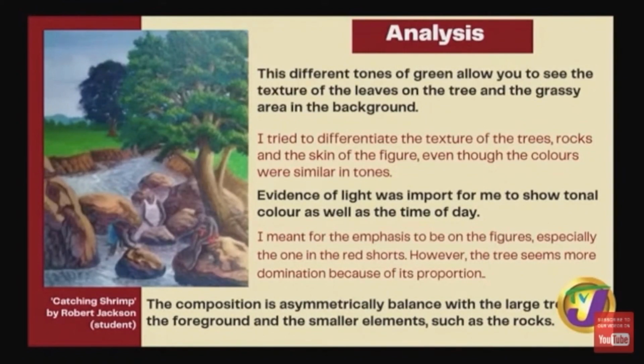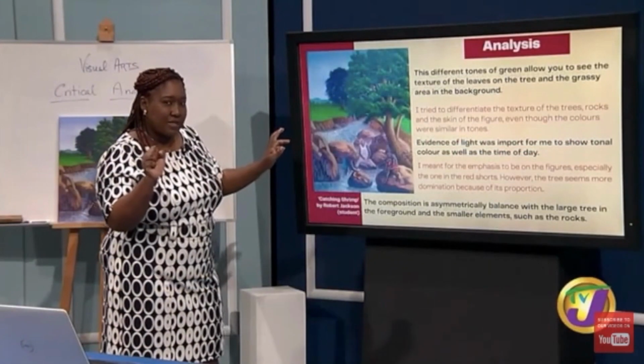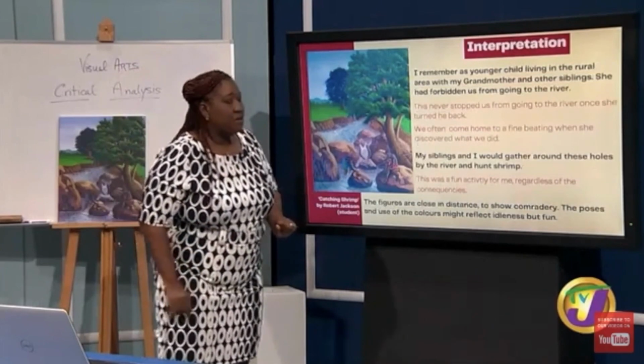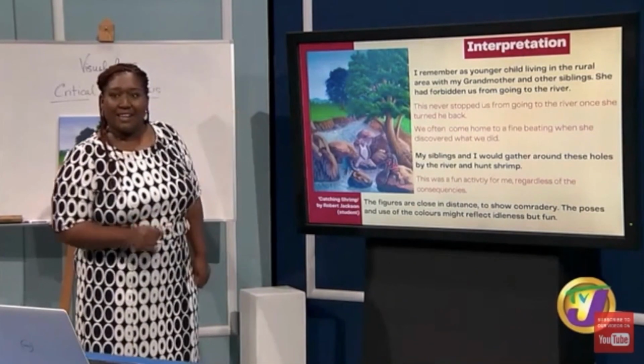So the composition is asymmetrically balanced, with the large tree in the foreground and the smaller elements such as the rocks. Because things are not equal on each side, it's asymmetrical, where you have a larger thing here balancing out smaller things. And there are other variances to asymmetrical balance too. But just saying. So that was the analysis.